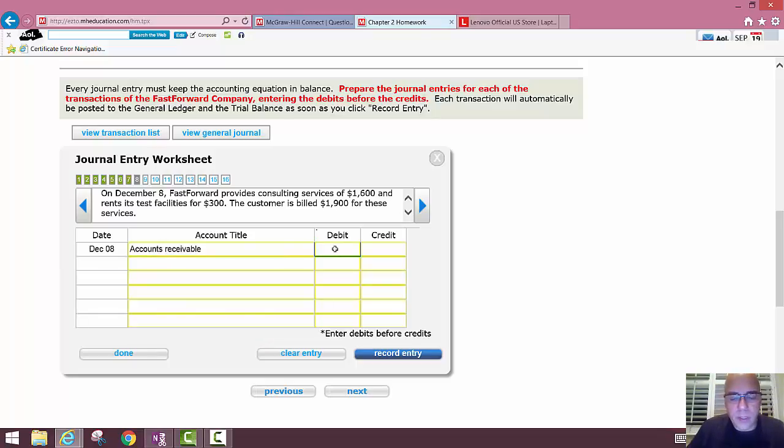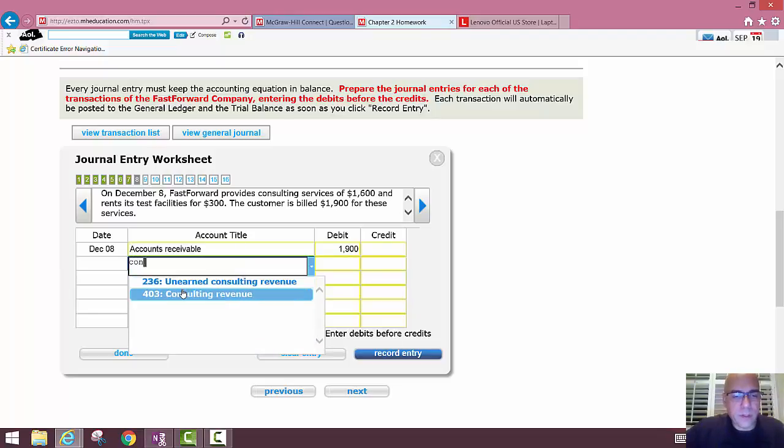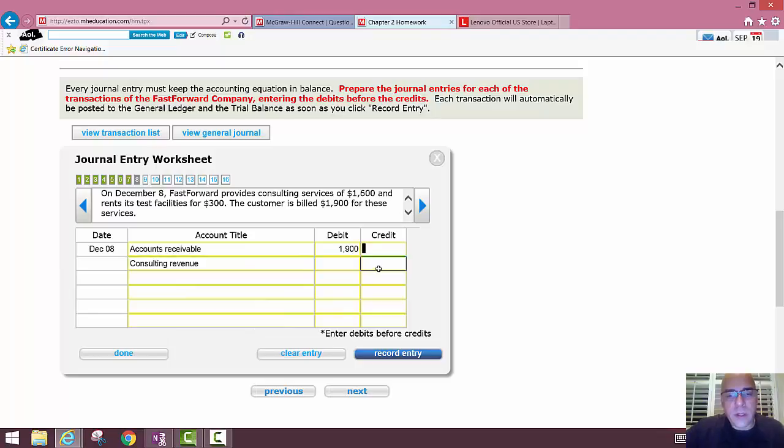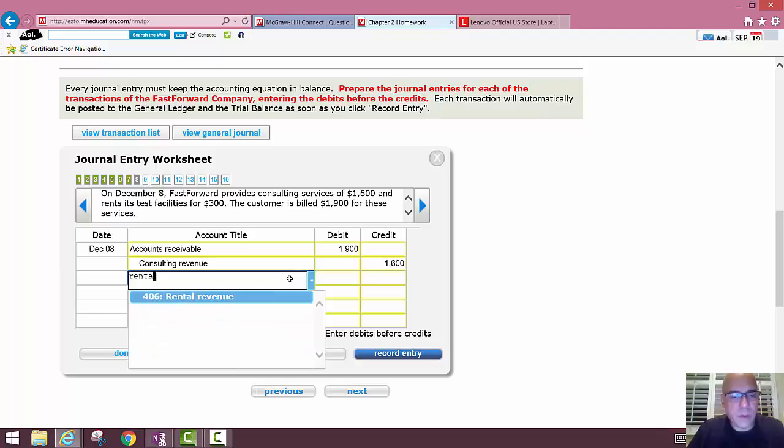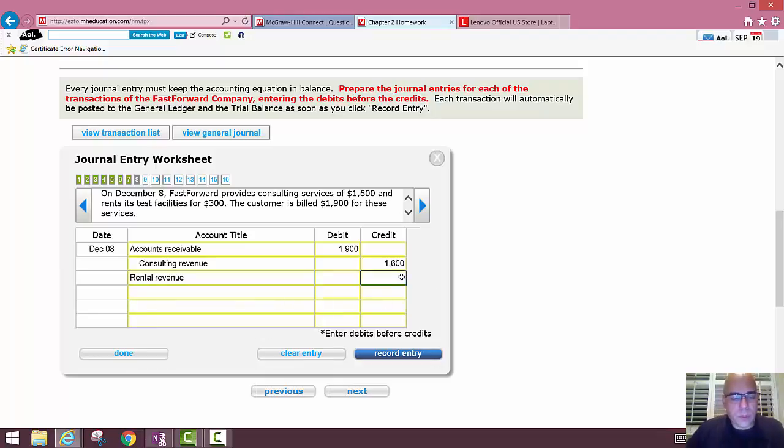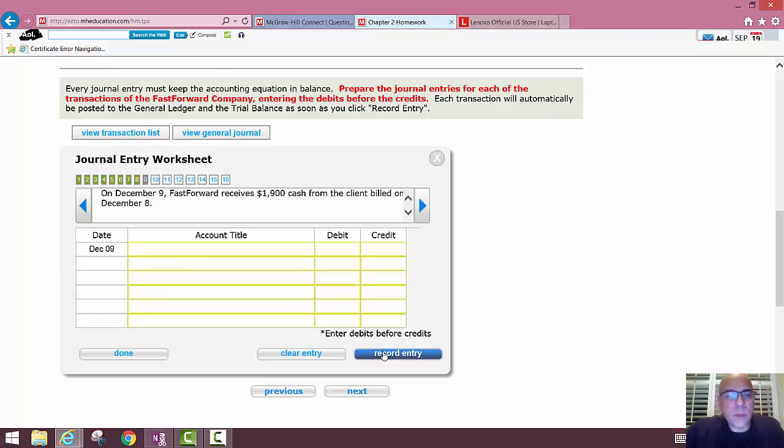So accounts receivable, right? The $1,900, they're going to pay us later. That's an asset. Okay, and then what? Then I have to go ahead and enter consulting revenue. Isn't this fun? You get a repeat for free here. For $1,600. Enter that, and I had rental revenue for, they told us that was $300, right? Okay. Hit return, hit record entry, or it won't go in.